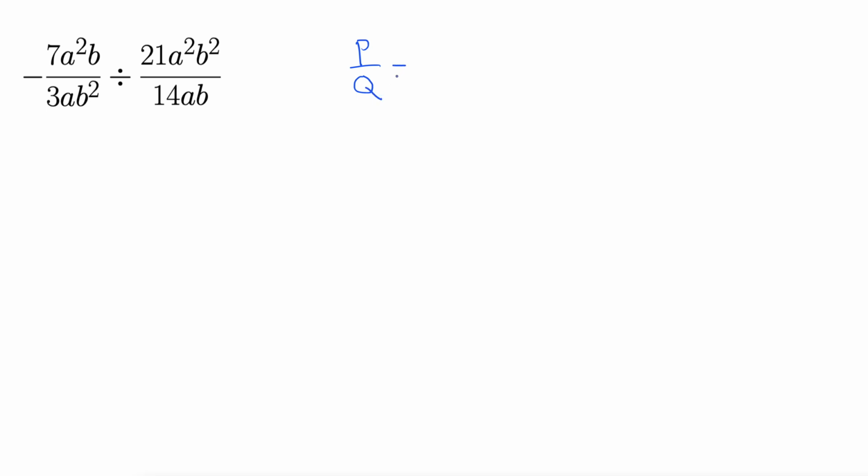P over Q divided by R over S. We call this multiplying by the reciprocal. You multiply by the reciprocal of the second term. So P over Q stays the same, and then we multiply by the reciprocal, which means we switch these, S over R. When we flip those second two, that's the reciprocal. So let's do it for this one.